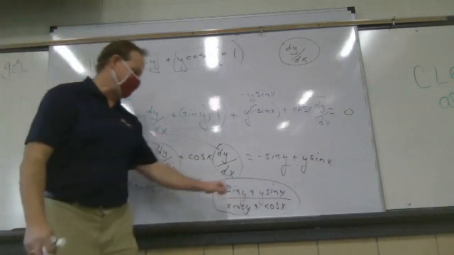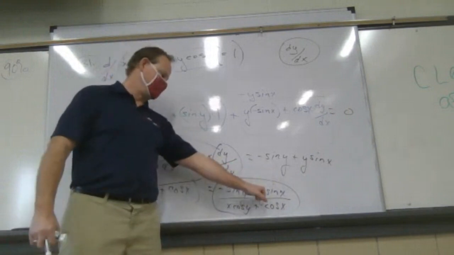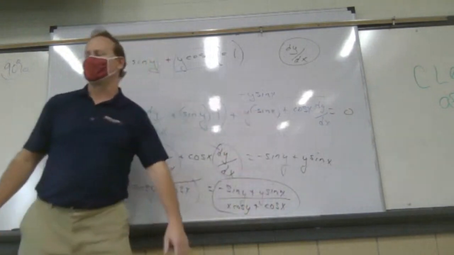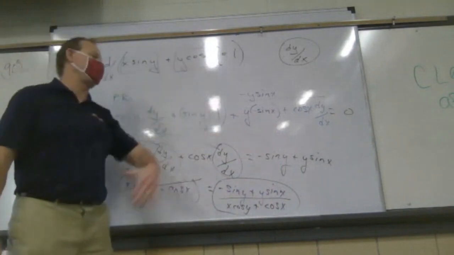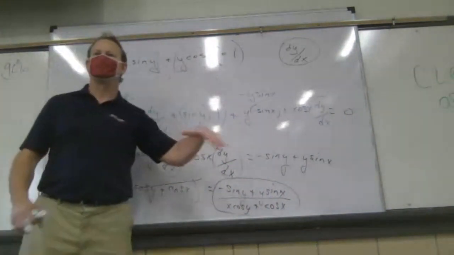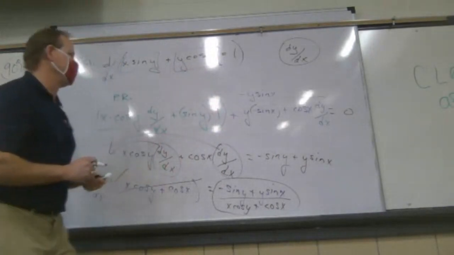If it happened to be sine x, it would be minus sine of the sine of x plus the sine of x times the sine of x, which ends up being sine squared x, right? So whatever function, y is any function of x. So really we're doing this in general for any function of x.